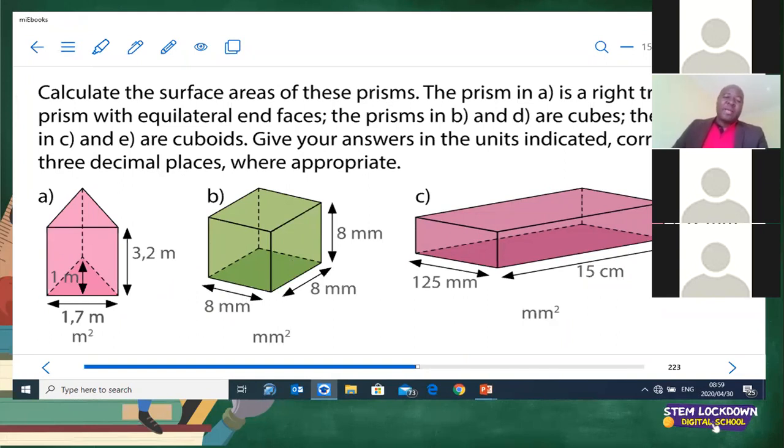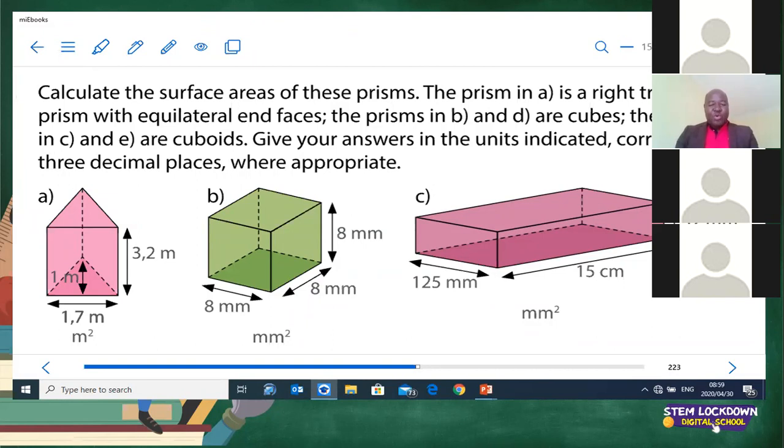The length of our cube there is 8 millimeters. The breadth is 8 millimeters. And the height is also 8 millimeters. What does this tell us? It tells us that we are now working with a cube, because in a cube, all the sides are equal. All sides are equal in a cube.